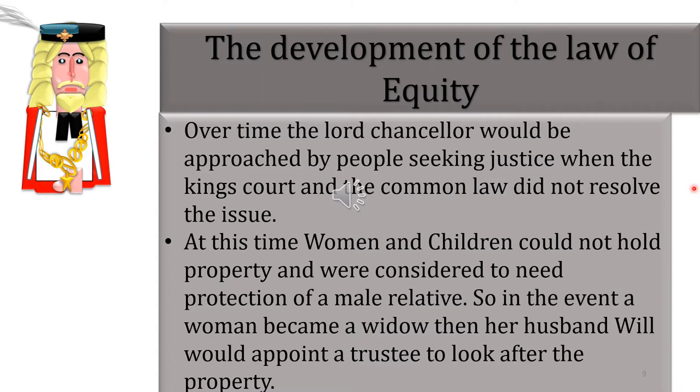At this time, women and children could not hold property and were considered to need protection by a male relative. So, in the event a woman became a widow, when her husband died, the will would appoint a trustee to look after the property. Someone to be trusted was a trustee. But what happens if that person who was to look after the property and be the guardian of the woman and her children took the money for themselves or took the land or the property?